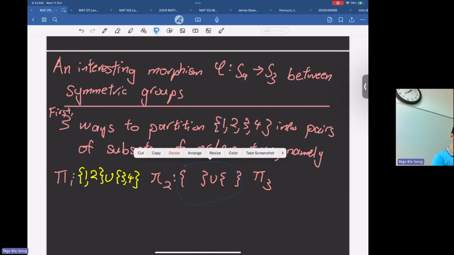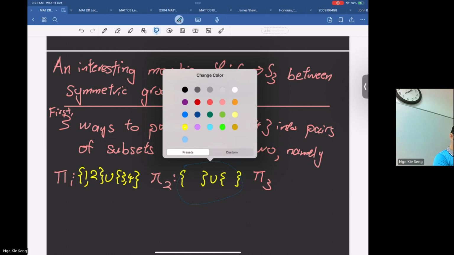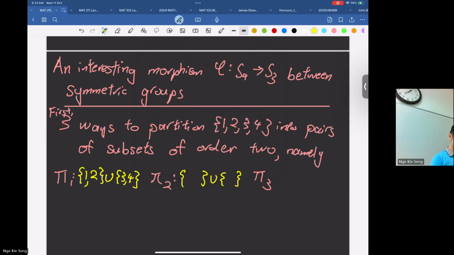Do you know what the question is asking about? 1, 3, and 2, 4. Okay, what's the other one? 1, 4, and 2, 3, and that's all. Okay, so we split 4 indexes into 3 partitions, 3 kinds of partitions.